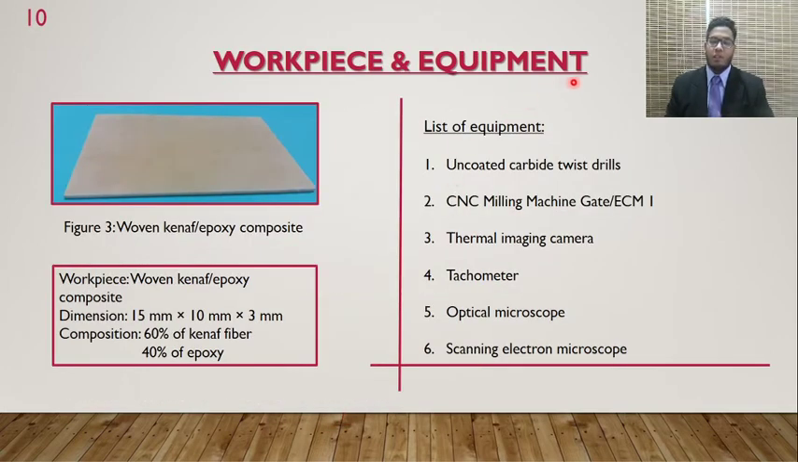So this is the purpose and list of equipment that will be used in the experiment. The workpiece that will be used is woven kenaf epoxy composite. And this is the detail of the composite. The list of equipment that will be used is uncoated carbide twist drills, CNC milling machine, thermal imaging camera, tachometer, optical microscope, and scanning electron microscope.